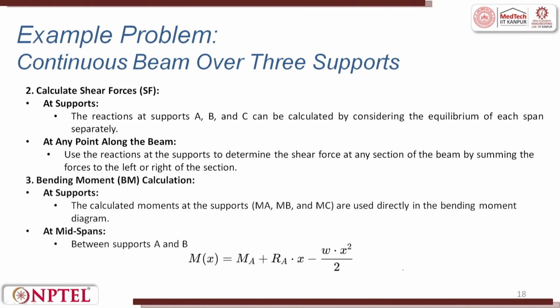The second step is to calculate the shear force. At the supports, the reactions at supports A, B and C can be calculated by considering the equilibrium of each span separately. At any point along the beam, use the reactions at the supports to determine the shear force at any section of the beam by summing the forces to the left or right of the section. This is very important.